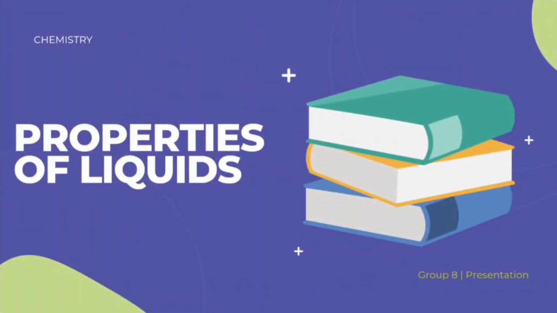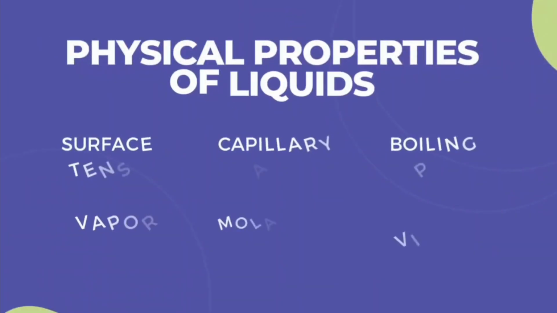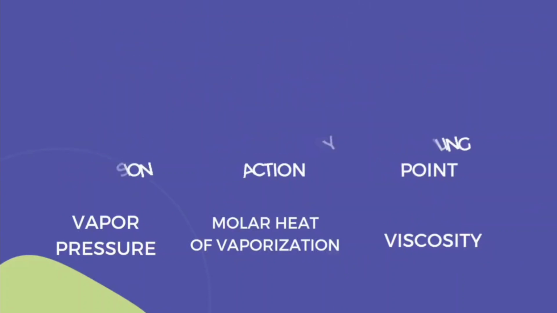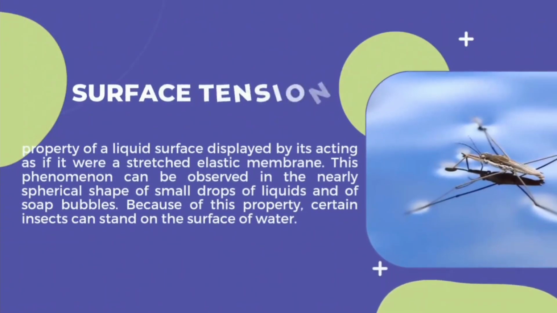Good day, everyone. This is Group 8 from 11 Diligence. Today, we are going to show you the properties of liquids. There are 6 physical properties of liquids: surface tension, capillary action, boiling point, vapor pressure, molar heat of vaporization, and viscosity. The first is surface tension.